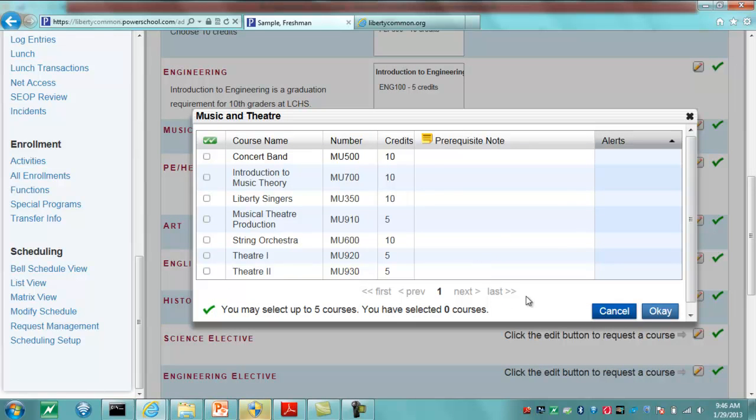The options are fairly similar to what we've had in the past. The one difference would be Introduction to Music Theory is a new course. AP Music Theory will not be offered next year, but it will be offered the following year. If you plan to take AP Music Theory, you will need to take Introduction to Music Theory first.